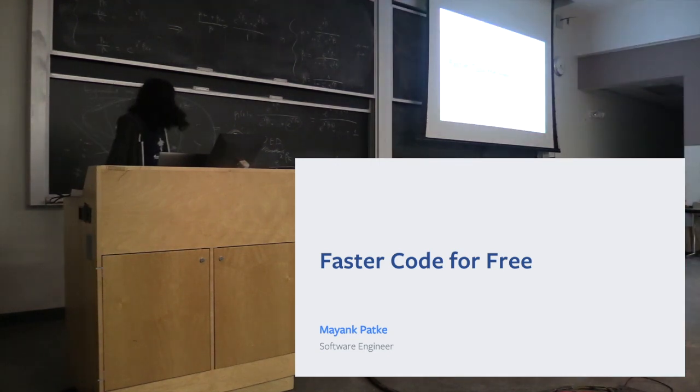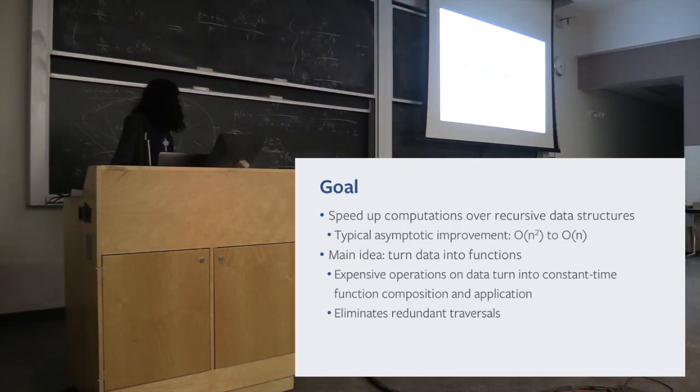Thermodynamics, I think. Okay, so: faster code for free. The title of the talk kind of gives it away, but basically, a lot of the time when we're writing code, we have recursive data structures like linked lists. And when we naively implement algorithms using recursive data structures, it's possible to accidentally implement a suboptimal algorithm because you either waste time recursing over part of the data structure over and over again, or you might evaluate more of it than you need to.